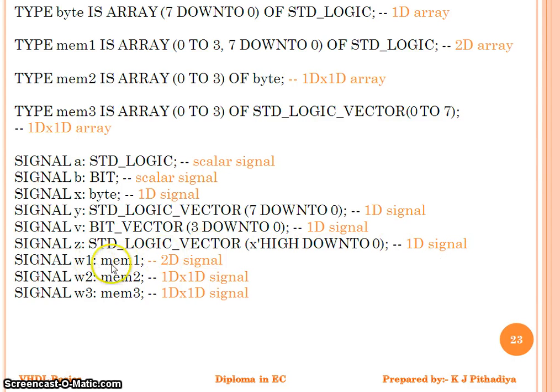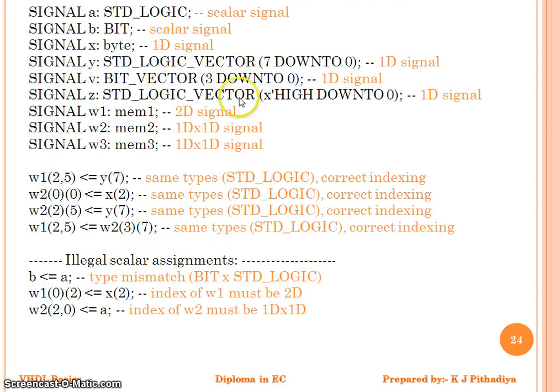Again 1D signal. W1 is mem1, so mem1 is nothing but array 0 to 3 comma 7 down to 0, so that is a 2D signal. Mem2 is 1D cross 1D. Here we are not using a predefined data type like std_logic or bit, but we have used mem1. We can use this because we already defined this as a type: mem1, mem2, mem3 and so on. These are the examples.